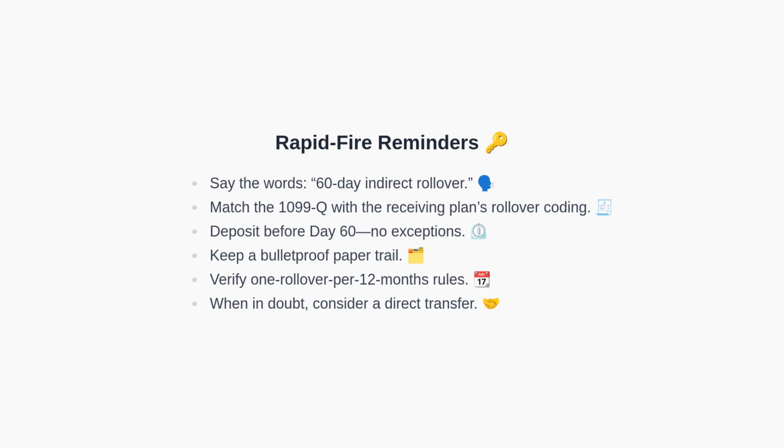To recap the essentials, clearly state the deposit is a 60-day indirect rollover. Ensure the 1099-Q matches the receiving plan's rollover coding. Deposit before day 60 without exception. Maintain thorough documentation. Confirm the one rollover per 12 months limitation for the same beneficiary. And, if you want to minimize risk, consider using a direct transfer instead.